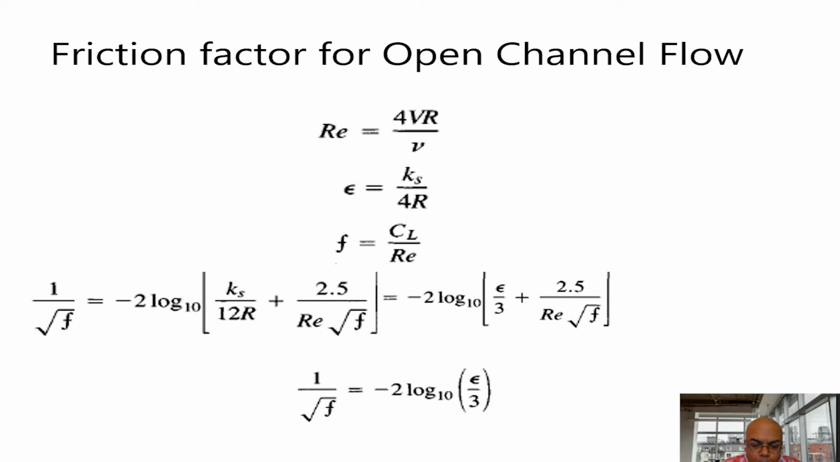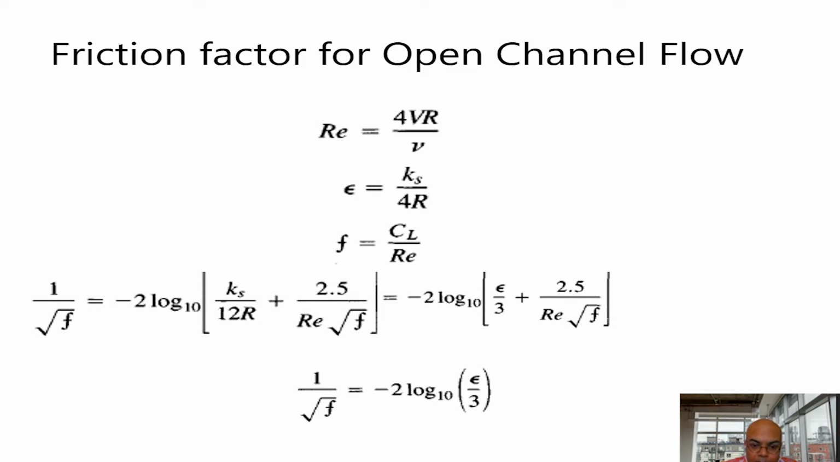Colebrook and White, there are two scientists. They have given an equation to calculate the friction factor, and this equation works for laminar flow as well as transitional flow and turbulent flow. So the equation is this: 1 by square root f is equal to minus 2 log 10 of (k_s by 12 r plus 2.5 by Reynolds number times square root of f). Here f is the friction factor, Re is the Reynolds number, k_s is the roughness height, and r is the hydraulic radius.